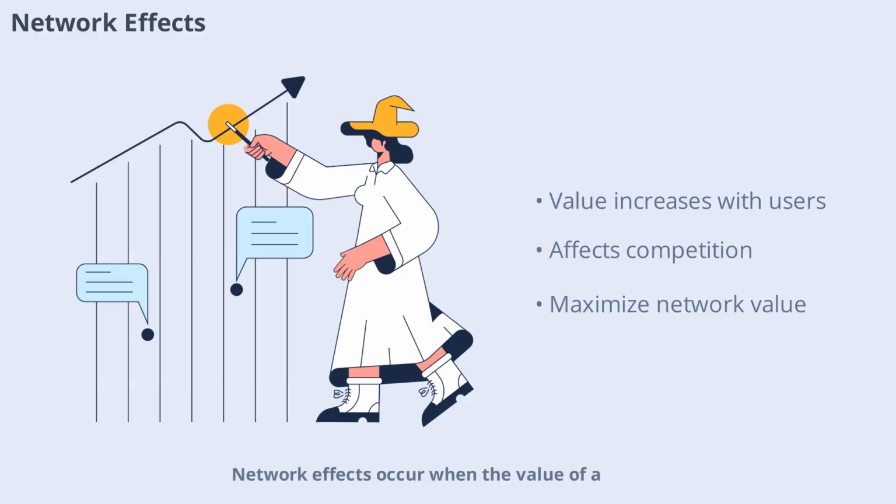Network effects occur when the value of a product or service increases as more people use it. Game theory helps analyze how these effects influence competition and market dynamics. Optimization helps firms leverage network effects to grow their user base and maximize value.